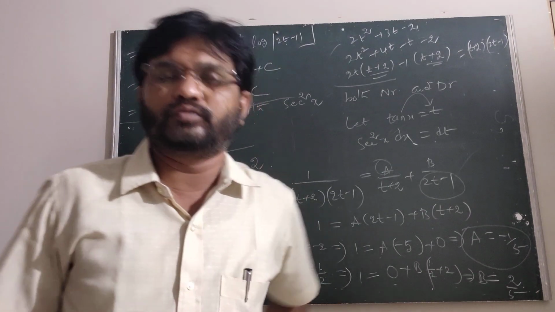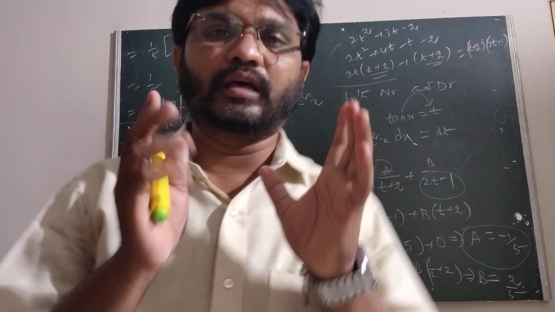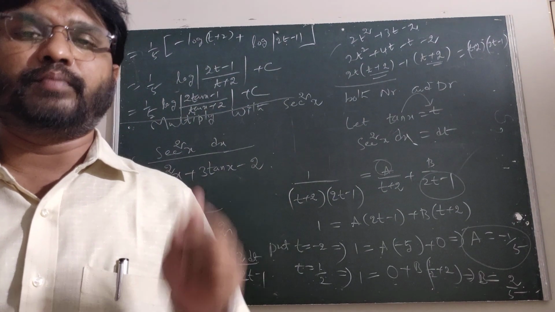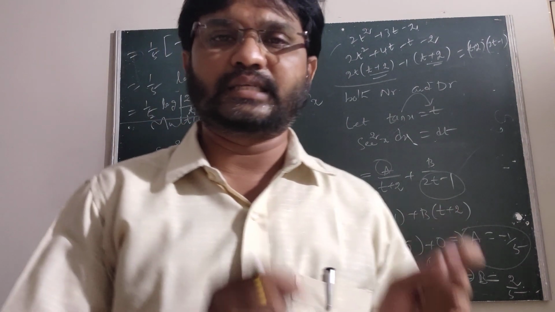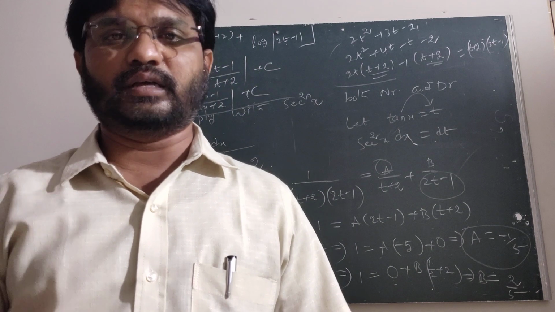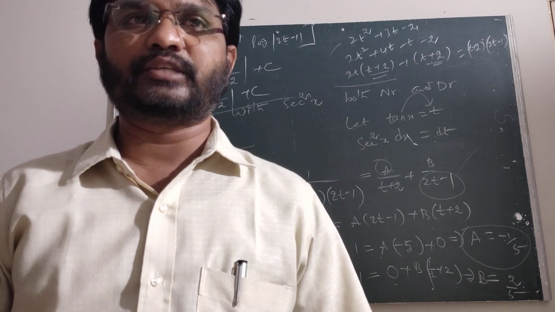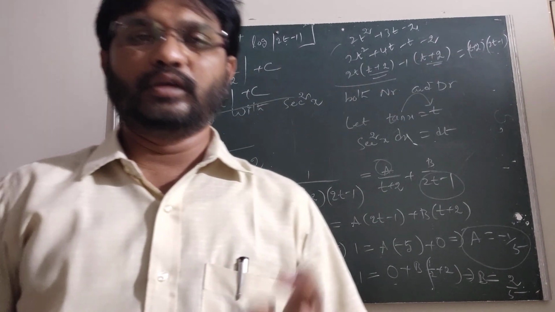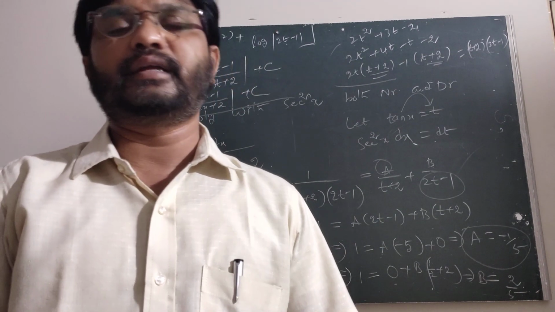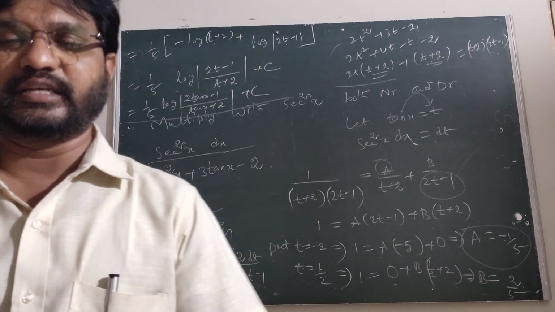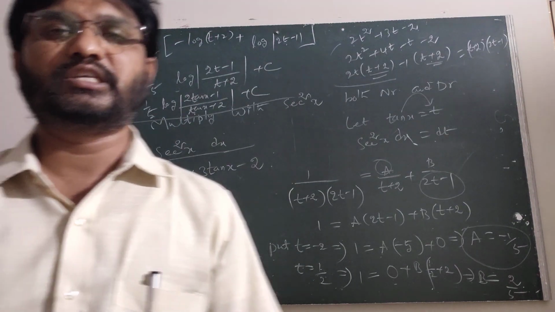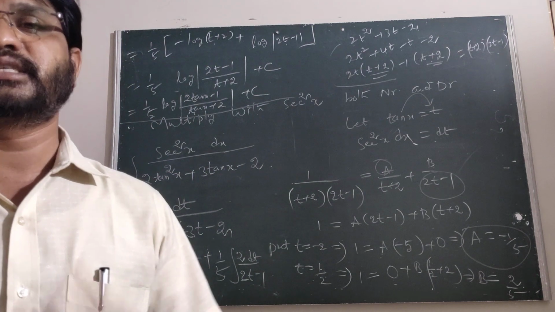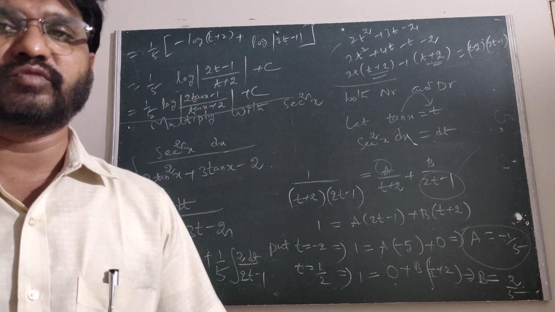So how to complete this one? First of all, when our integral is in the form of integral 1 upon a cos square x plus b sin x cos x plus c sin square x into dx, undoubtedly we have to multiply numerator and denominator with the secant square x. Then we take tan x equal to t. Differentiating on both sides, the derivative of tan x is secant square x into dx equal to dt.